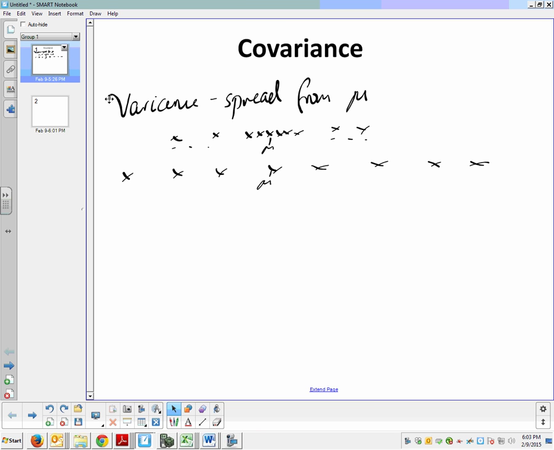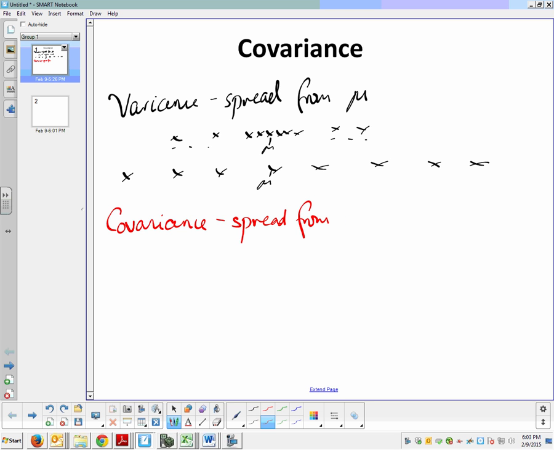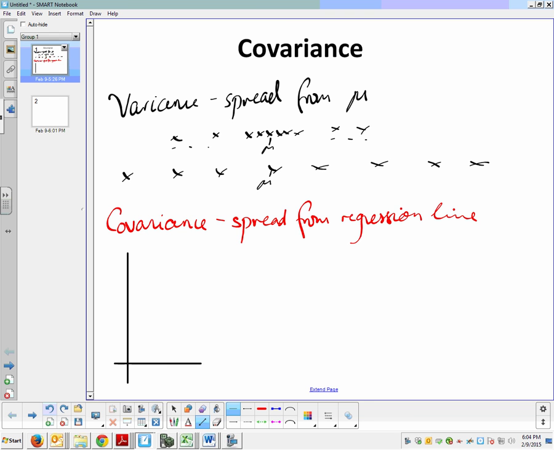What covariance measures is the spread from a regression line. Two variables. And the question is, are they close to the regression line, or are they very spread out? So similar to and related to the R value that we saw last lesson.